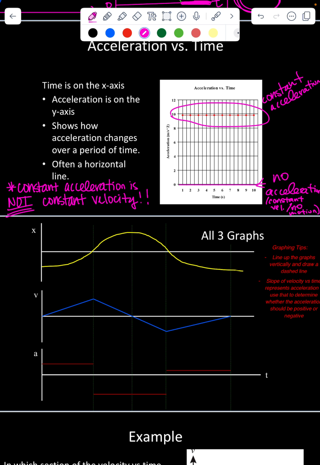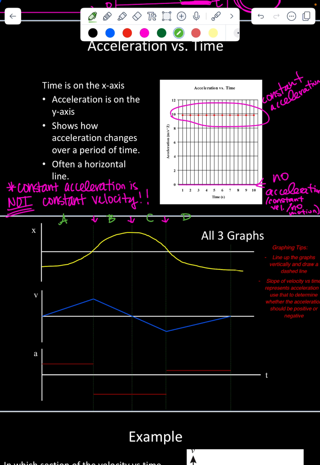The easiest way to do that is to line them up vertically and then to draw these green dashed vertical lines. You don't have those on your paper, so I want you to draw those on your paper right now. All those are doing is separating your segments of motion. We're going to have 4 different segments of motion, so we're going to label these: the first segment is A, this one will be B, then C, then D.